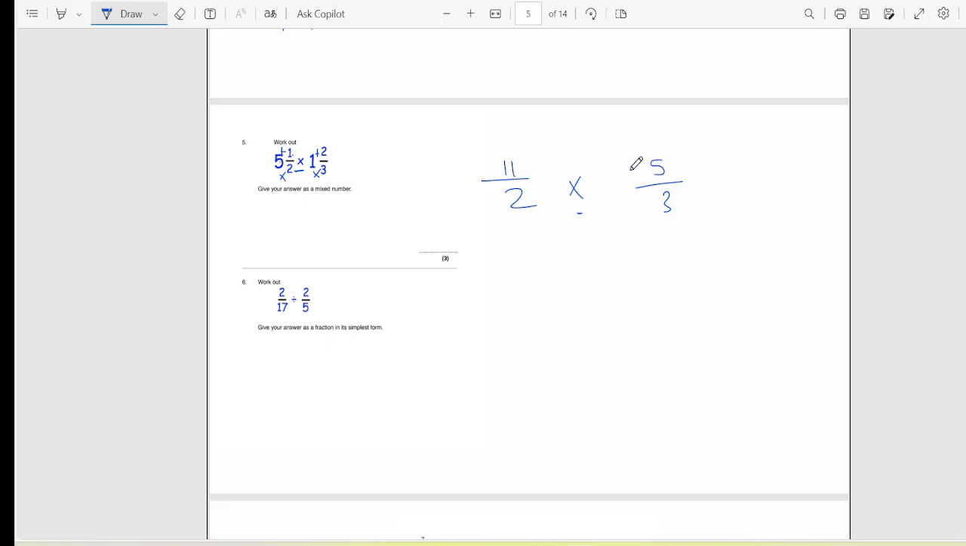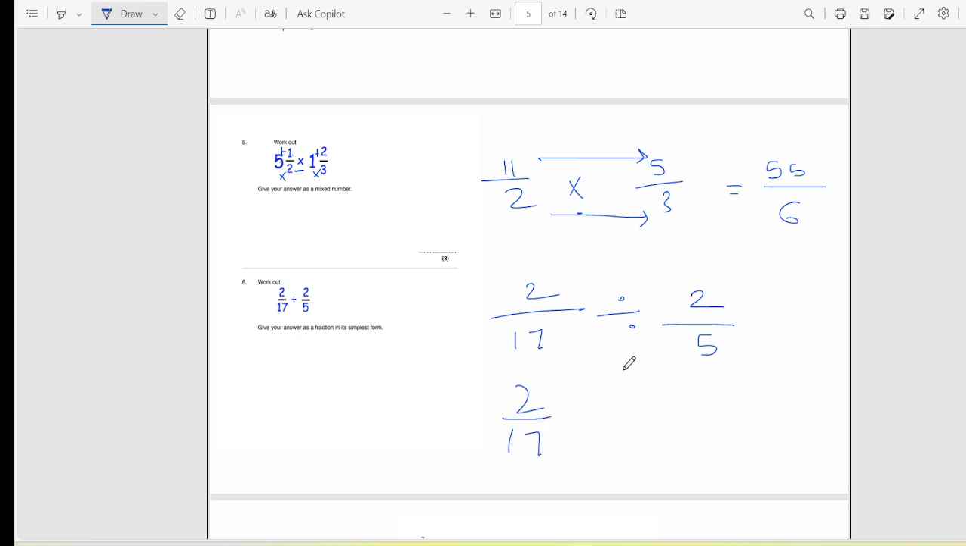Now we just multiply numerator with numerator and denominator with denominator. So 11 times 5 55, 3 times 2 6. So this is our answer. Now we have to divide it. So first step, this is the question. So first step is to, we write first fraction as it is, we flip the second fraction.